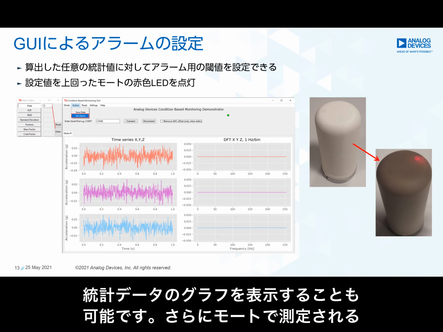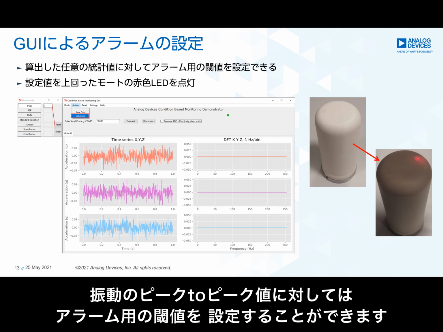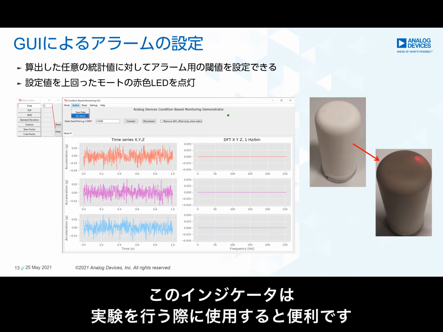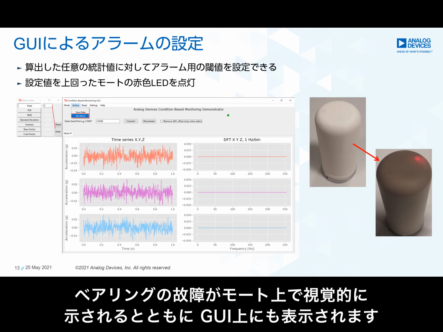Alarm values can be set on the peak-to-peak vibration measured at the mote. If the mote exceeds a set peak-to-peak threshold, then the mote LED color will change from green to red. This is a useful indicator for a lab setup where a bearing fault is indicated visually on the mote and displayed on the GUI.